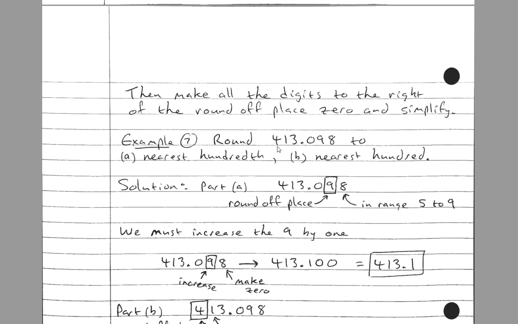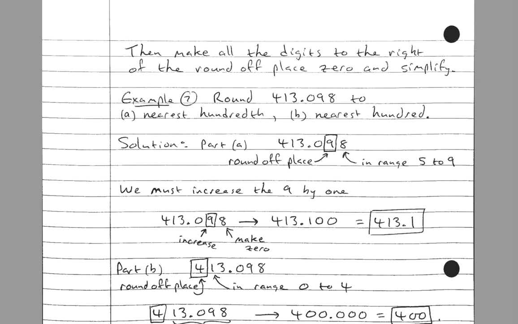Example 7, round 413.098, A to the nearest hundredth, B to the nearest 100. Okay, part A, so where are the hundredths? So we have tenths, hundredths. All right, so we found the round-off place is here. It has a 9 in it. Then use our rule. Look at the digit to the right of that. It's in the larger range, between 5 and 9. So we have to increase that 9 in the round-off place by 1.